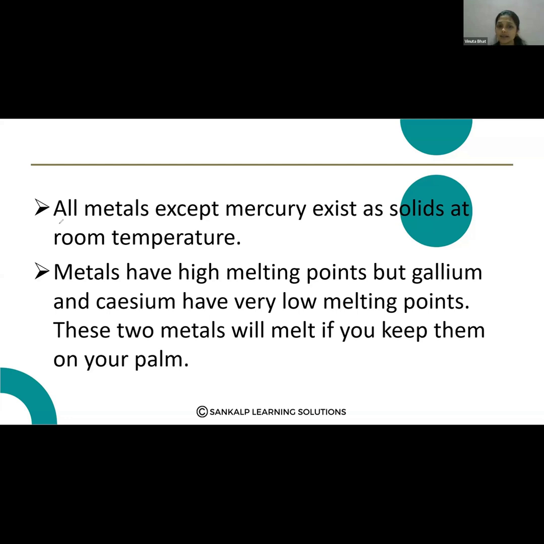Here, all metals except mercury exist as solids at room temperature. So all the metals are solids in state, that I explained. But mercury is a liquid at room temperature. Okay, mercury is in the liquid state at room temperature.